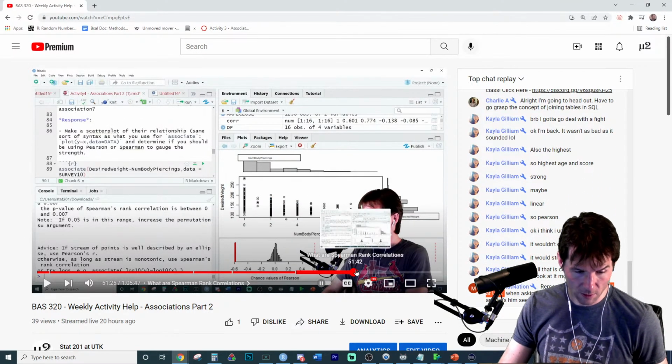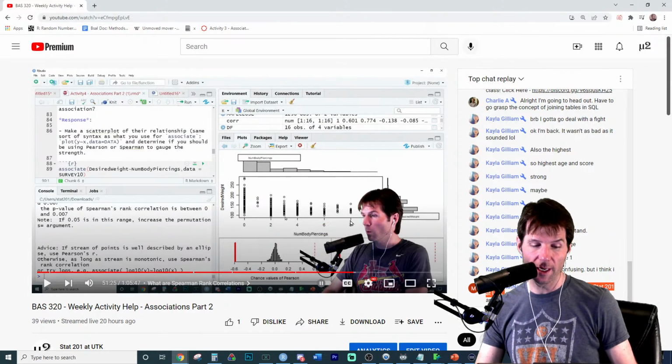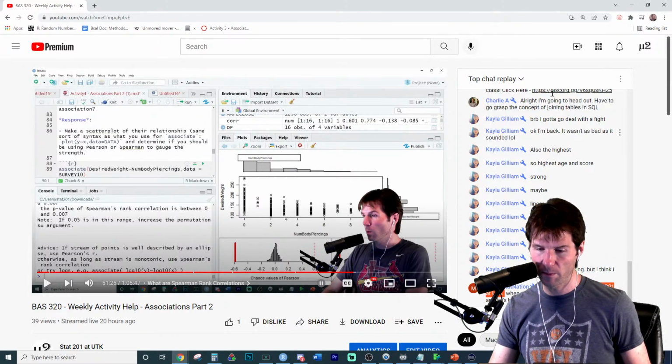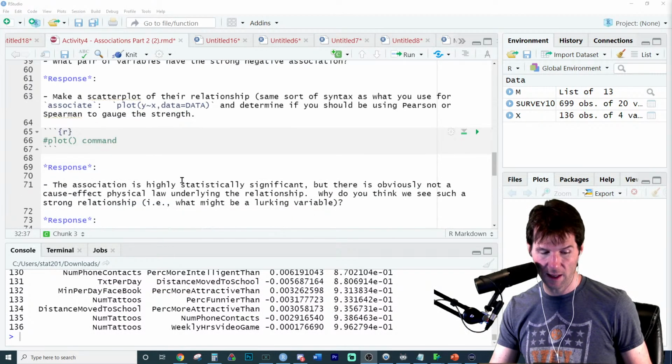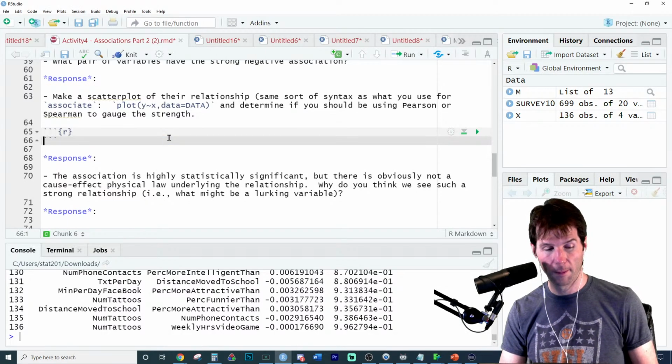The two variables, here we go. Desired weight and number of body piercings. Is that the two variables? It looks to be. Desired weight and number of body piercings, I think. Yeah, I think so. Okay, let's go check it out.